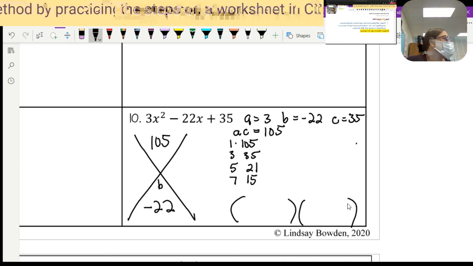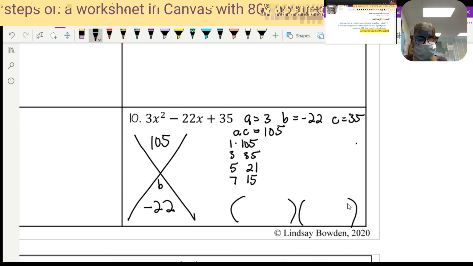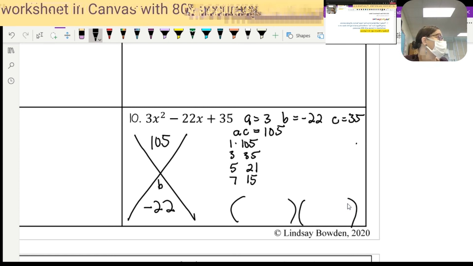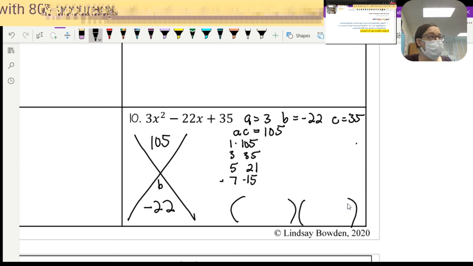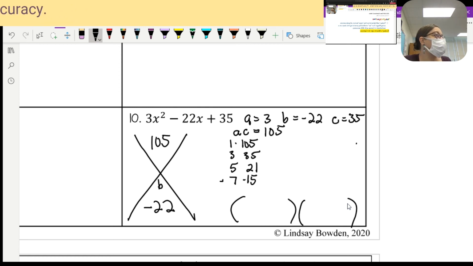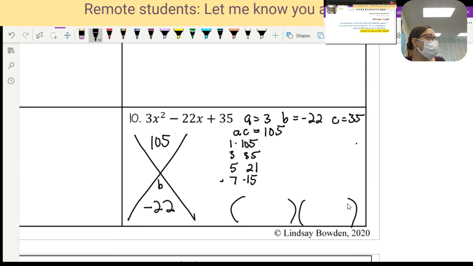What's 15 and 7? Is that 22? That's 22, right? Okay, so here's the deal. We've got to get a negative 22, right? So we're going to have to make both of them negative so that when they multiply together, we get a positive 105. Okay? Did I answer your question sufficiently, Logan?